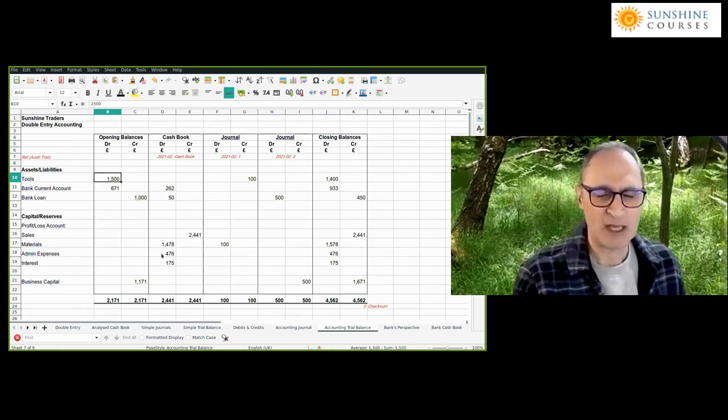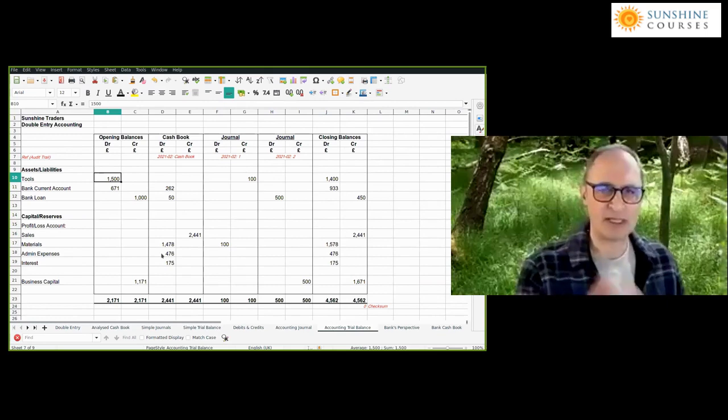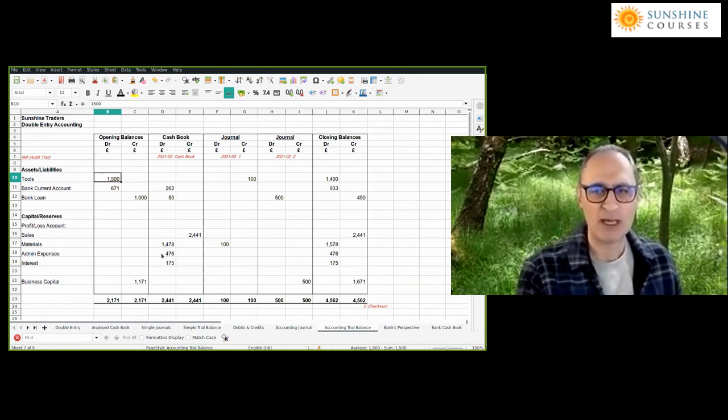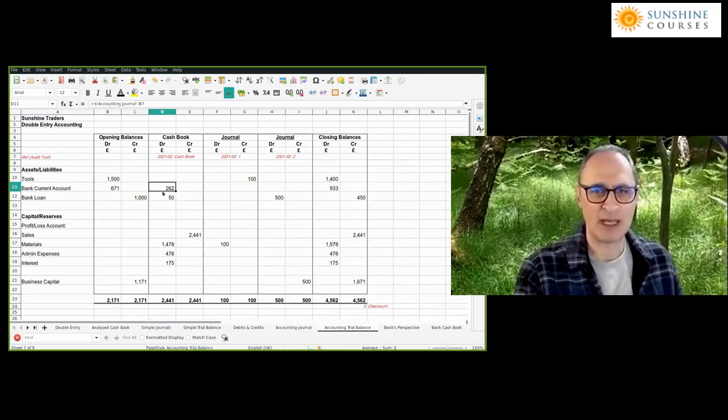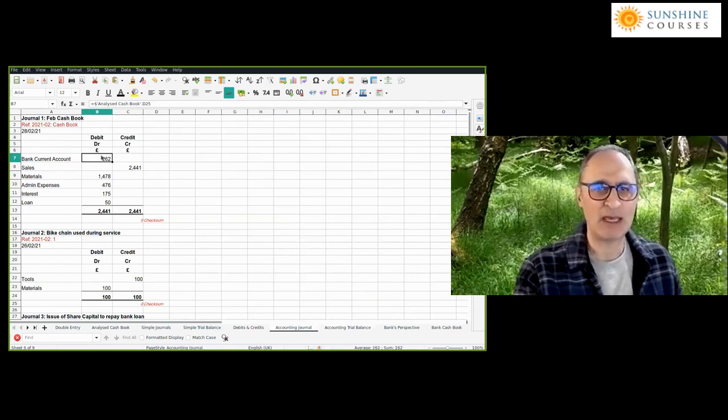You can look at this after the session because this spreadsheet will be available to you on the website. So you can look at this in much more detail to try and work out in your head what's going on. I put through my journals using debits and credits. So my accounting journal of the cash book had a debit of the bank balance. So there's a debit here, and all the rest of the debits and credits as instructed by the journal.